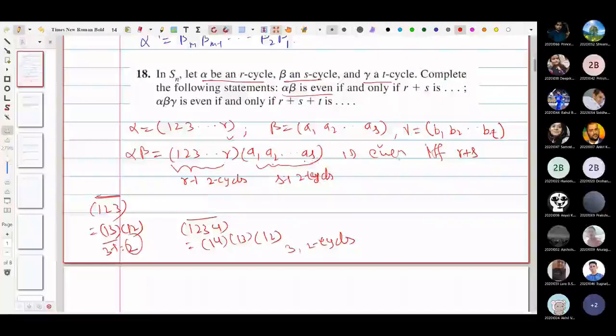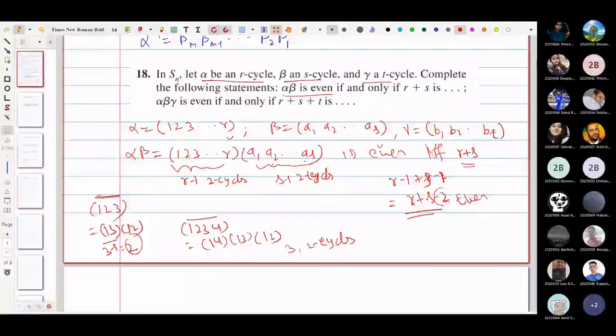So they are saying that this is even. It means that R minus 1 plus S minus 1, sorry, this should be S minus 1. So R plus S minus 2. But they are telling that this should be even. It means this should be even.